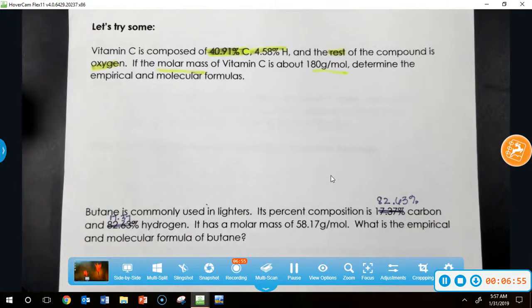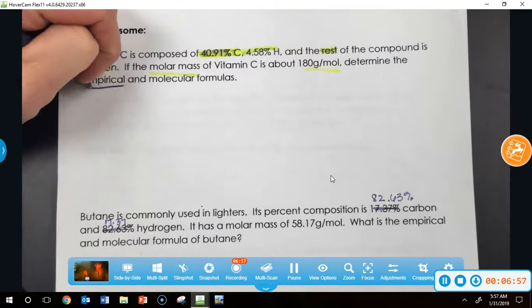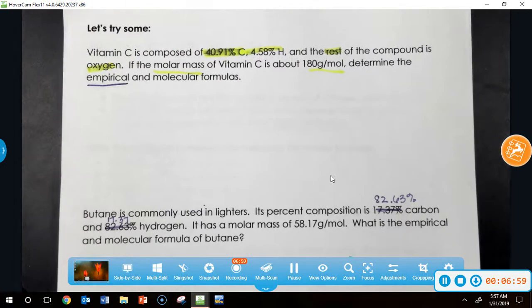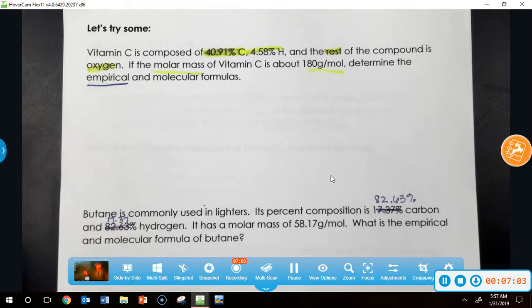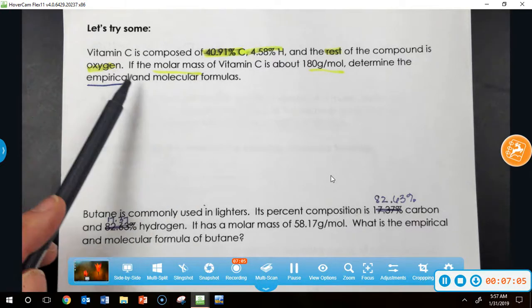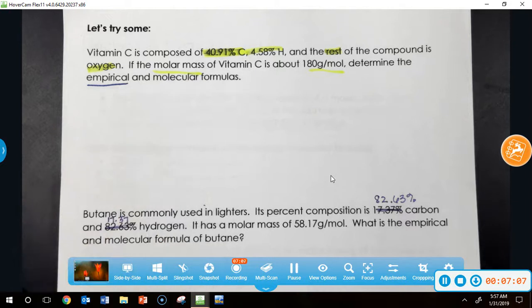Now, I just want to make a note, guys, that sometimes you might be given the empirical formula. If you are already given an empirical formula in your problem, then you would skip all of this first calculations of empirical formula.